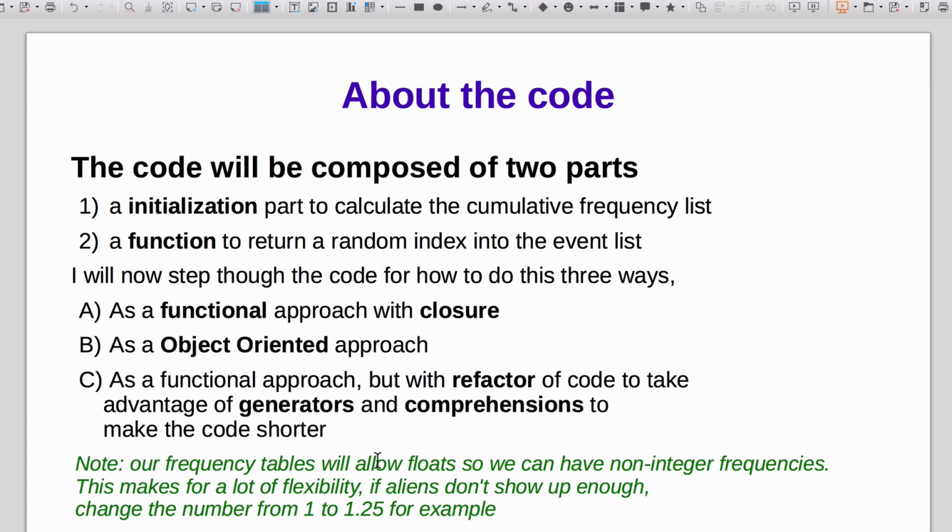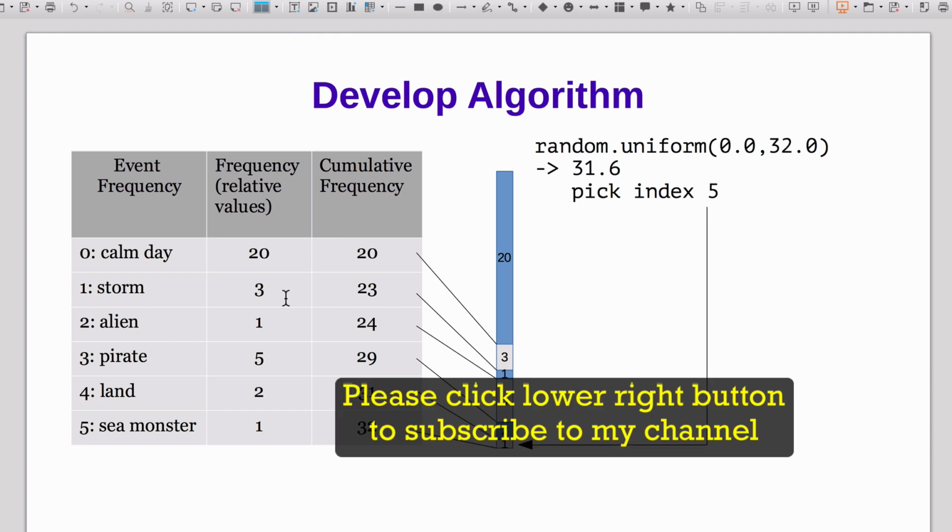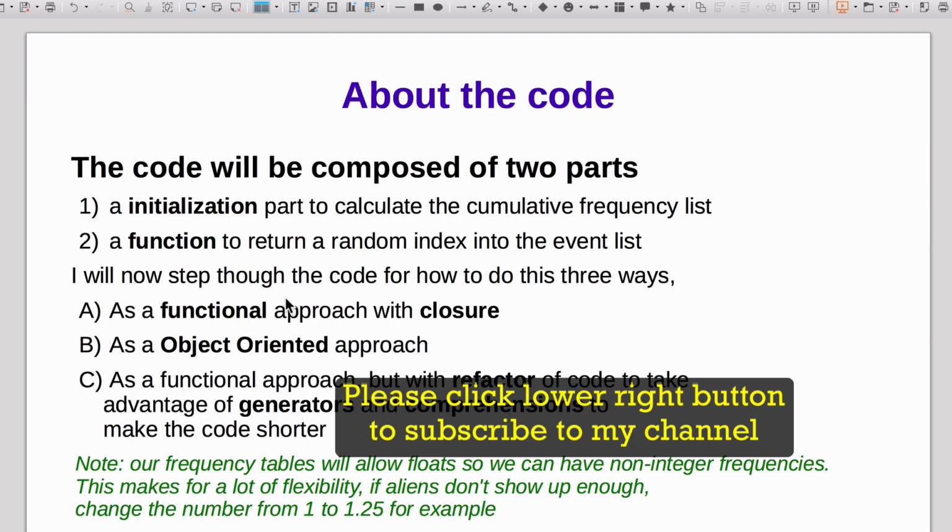Notice our frequency tables in the code are going to allow you to do floats, so you can have non-integer frequencies. For example, if you have the original frequencies and you want to increase aliens to happen a little more often, you can increase this 1 to 1.5. And it would just increase that, and you would leave everything else alone. So let's look at the code next.